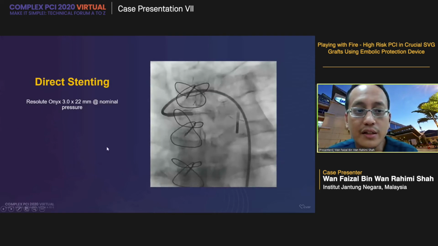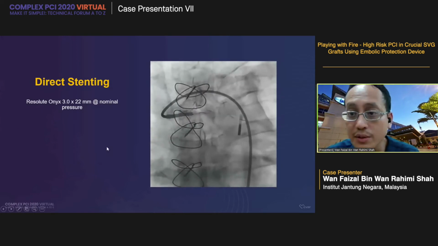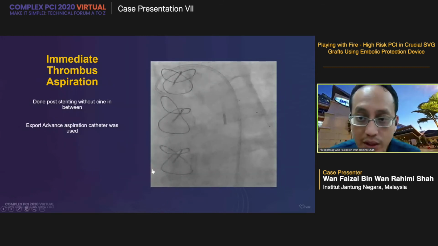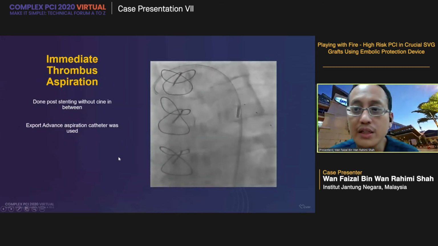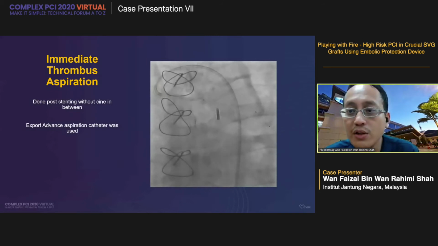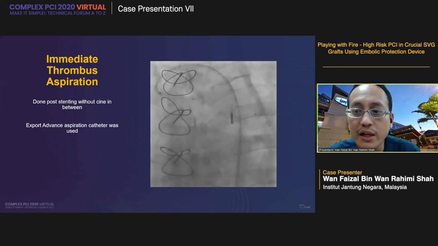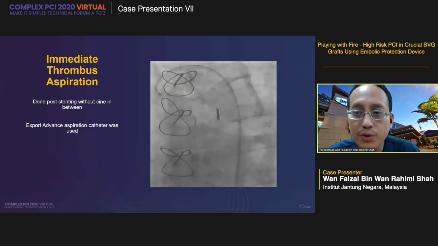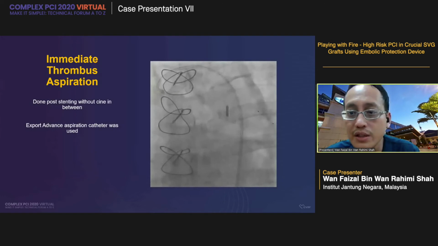We use direct stenting with a Resolute Onyx 3.0 times 22 millimeter at nominal pressure. One thing we did differently for this case, immediately after the stent, we did not even do a cine, but instead we go for immediate thrombus aspiration. At this point of time, we did not know whether the thrombus is still stuck to the stent or maybe has gone into the embolic protection device. But we want the full removal of the thrombus either to the aspiration or to the device.